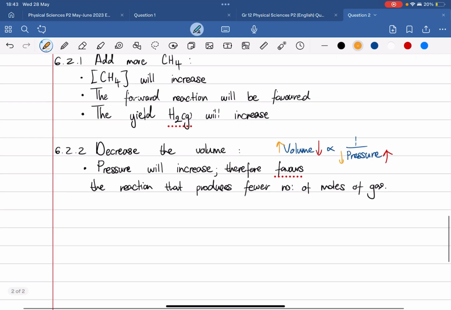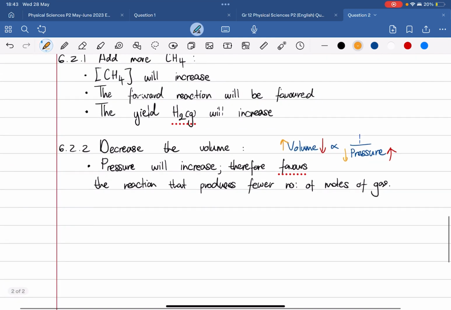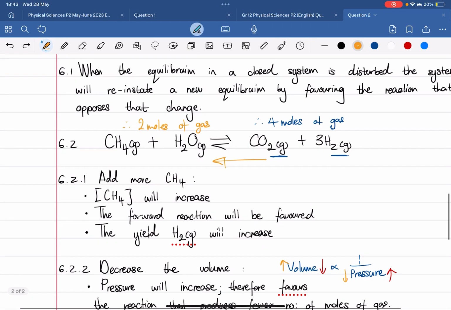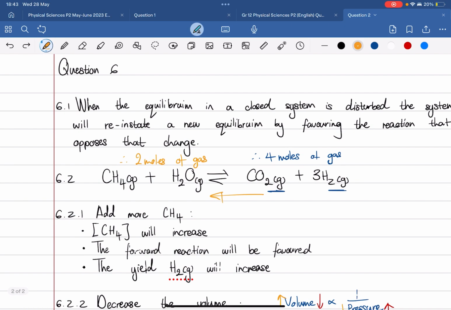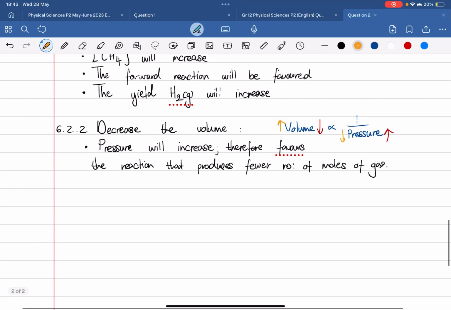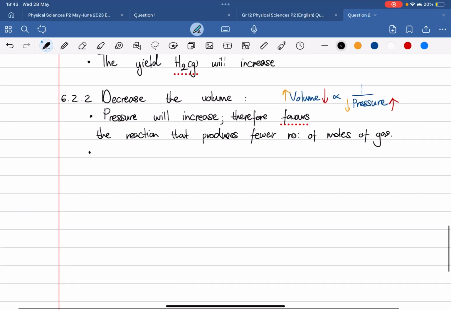So remember, Le Chatelier's principle tells us that an increase in pressure will favor the reaction that produces fewer, the keyword there, produces fewer number of moles of gas. So the reverse reaction, as we've seen here, produces fewer number of moles of gas. So therefore the reverse reaction will be favored.